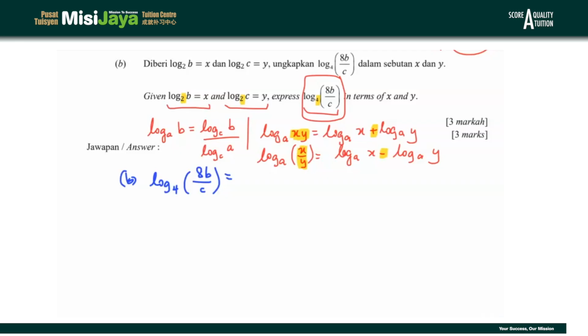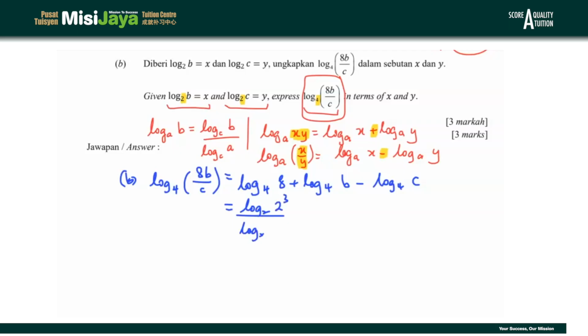Don't change the base first. We're going to split it up first. This is 8 times b over c, right? 8b over c means 8 times b over c. So still log base 4 of 8 plus log base 4 of b minus log base 4 of c. Now only you change to base 2. So you put log base 2 over log base 2.